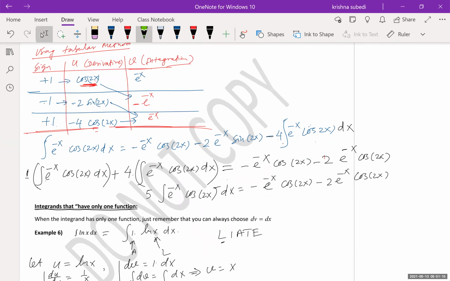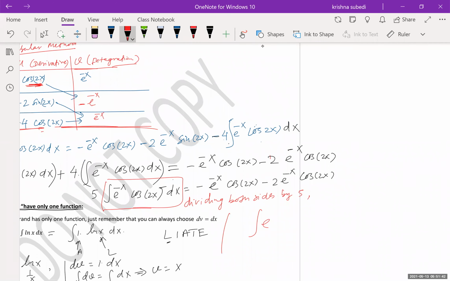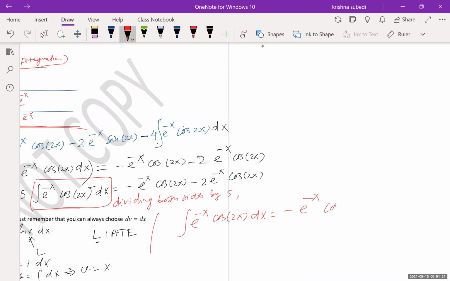Now I want just this, because that's the integral that I need to evaluate. I don't want 5 there. So what should I do? Use your high school algebra. Just divide both sides by 5, okay? Dividing both sides by 5, we get the integral of e to the negative x cos 2x dx equals negative e to the negative x cos 2x minus 2e to the negative x sine 2x, all divided by 5.